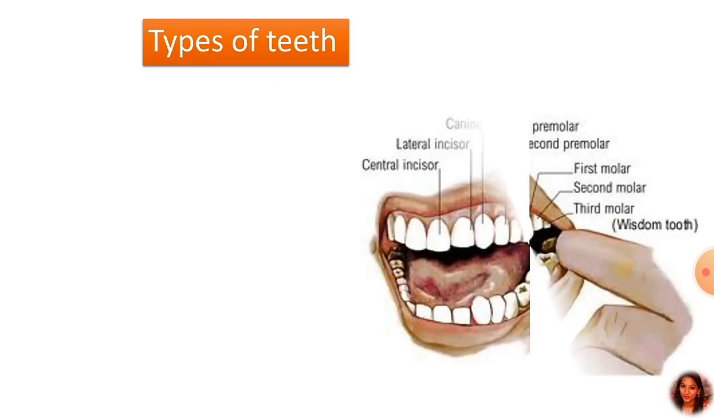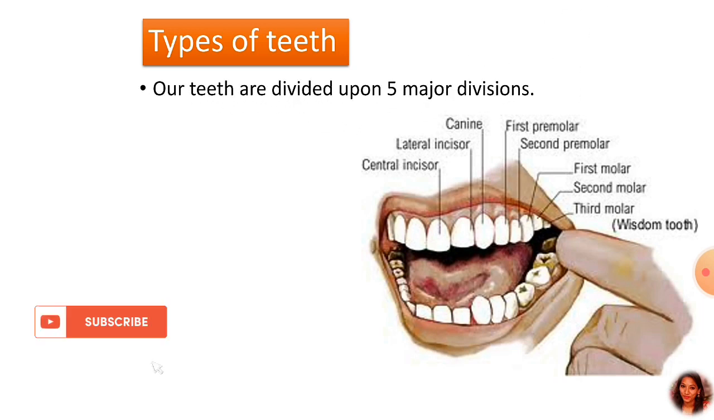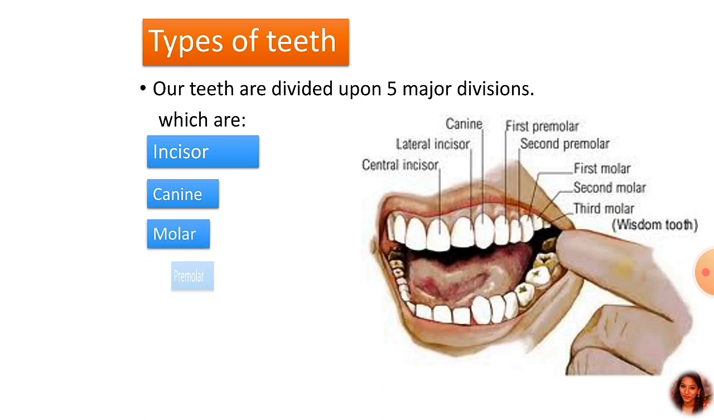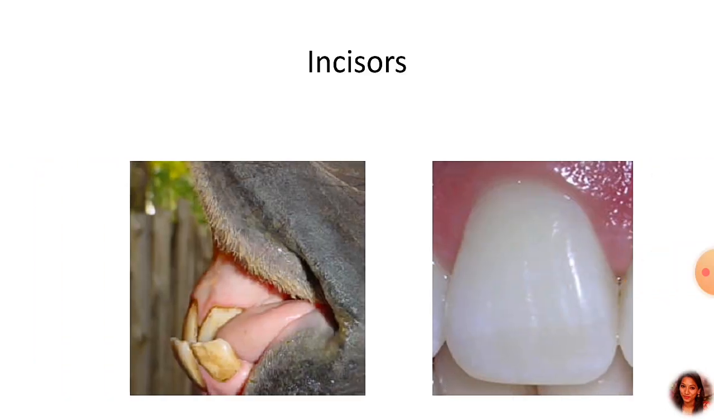The types of teeth are arranged in a unique sequence. So our teeth are divided into 5 major types, which are the incisors, that is the first 4 front teeth, then the canine after the incisor, then the premolar and then the molar. As the third, that is the third molar, also known as wisdom teeth, is not present in everyone.